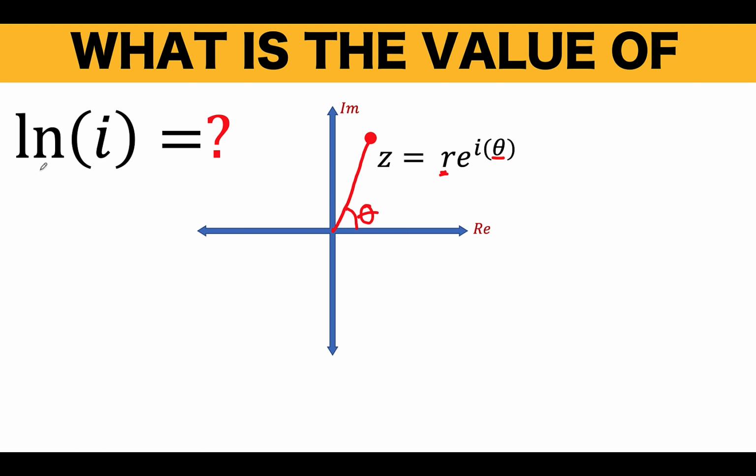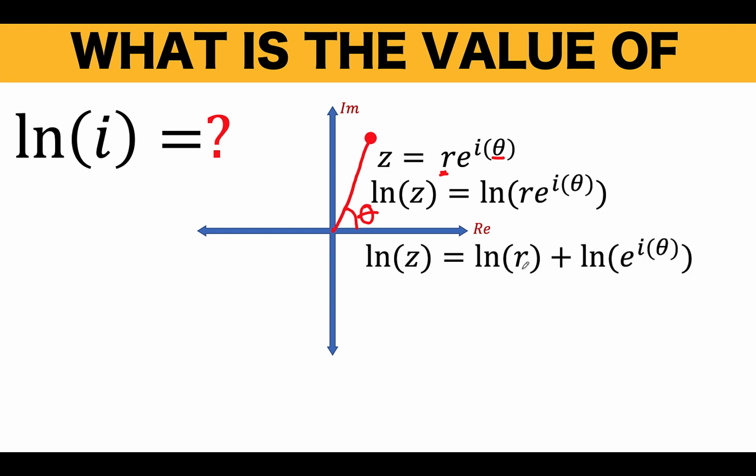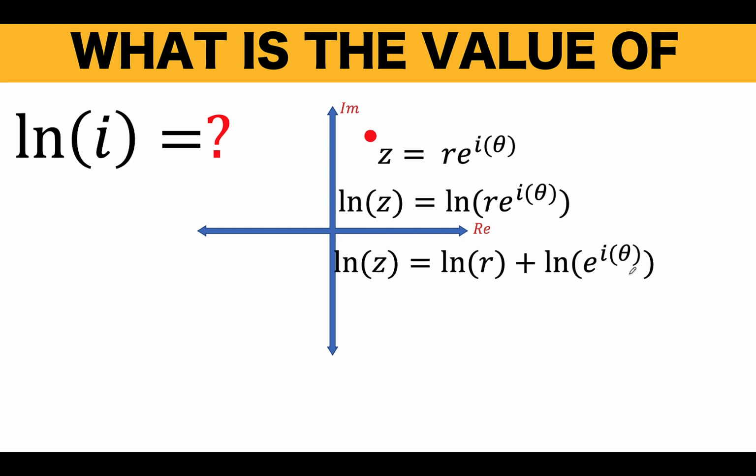Now, since we're looking for the natural logarithm of i, let's first take the natural logarithm of any complex number z. Taking the logarithms of both sides, we have ln of z equals the natural logarithm of the right side, r times e raised to i times the angle. Notice that we have a logarithm of a product, and the logarithm of a product is equal to the sum of their respective logarithms. So we now have ln of r plus ln of the quantity e raised to i times the angle. The beauty of this is that ln and e are inverse operations that cancel each other out. So let's remember this result.